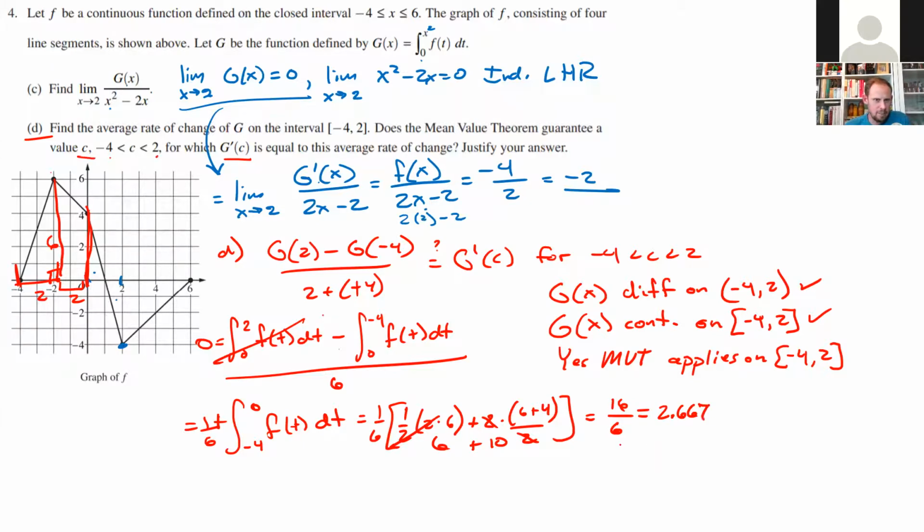All right, it doesn't actually ask me to find c. It just says, does the mean value theorem guarantee that there is one? And if we look and see, okay, well, let's erase a little bit of this. And we're going from -4 to 2. So is there some value of this function where it actually hits 2.6? No, here's 2.6. Yeah, it actually happens twice, right there and right there. So yeah, it does happen. All right, so that was D.